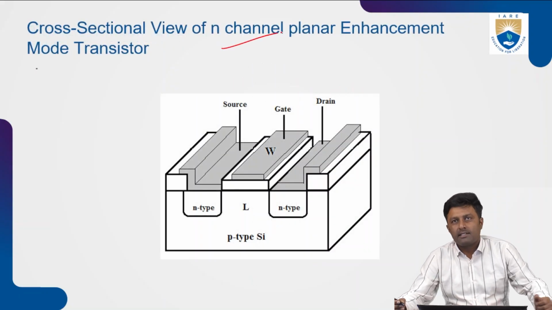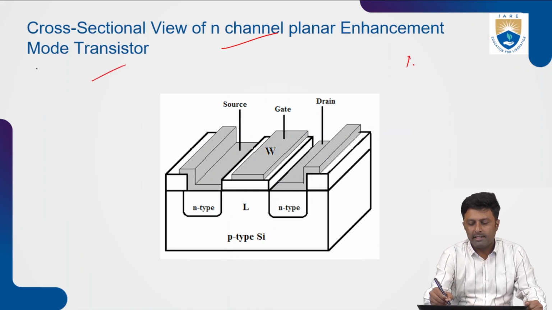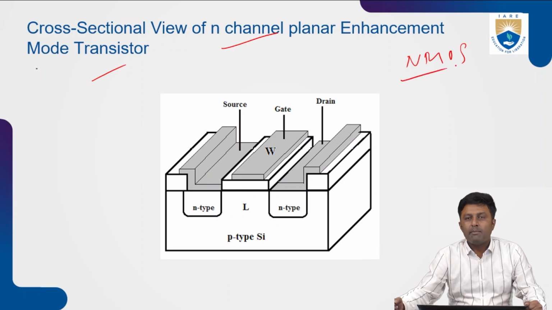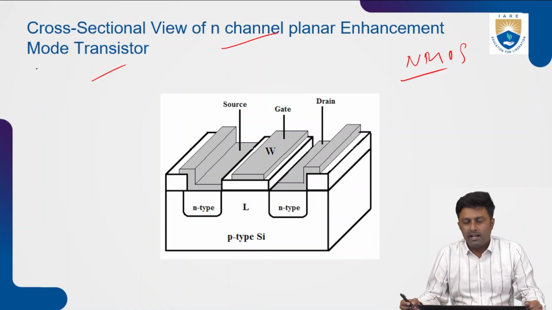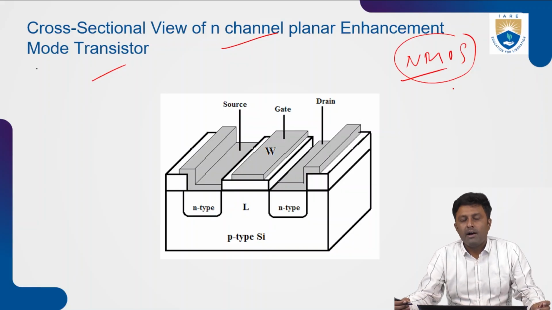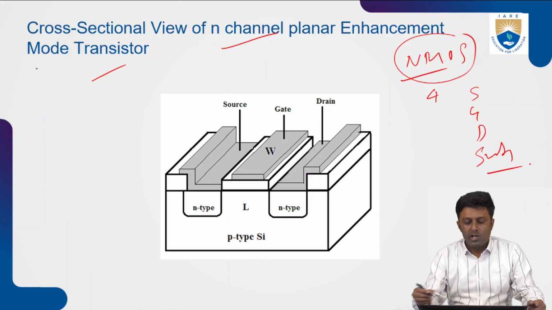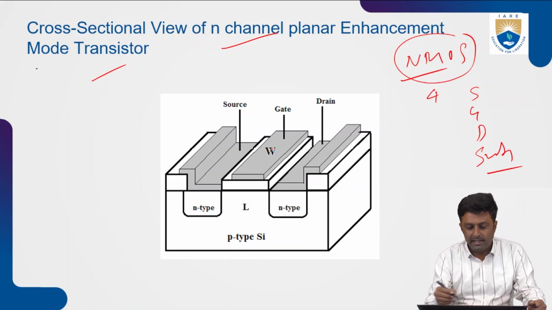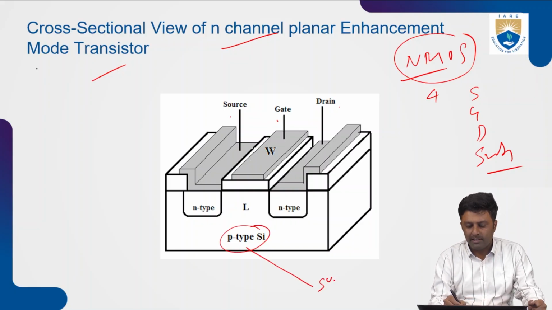This is the structure for the N-channel planar enhancement transistor, which we usually call NMOS. As you have seen in the previous video, the MOS transistor, whether it is a PMOS or NMOS, has four terminals: source, gate, drain, and the substrate, the fourth one. Here also you can see there are four terminals, that is source, gate, drain, and the substrate, which is the fourth terminal.